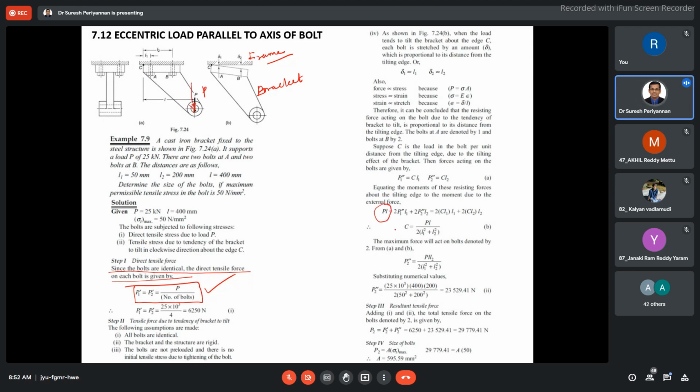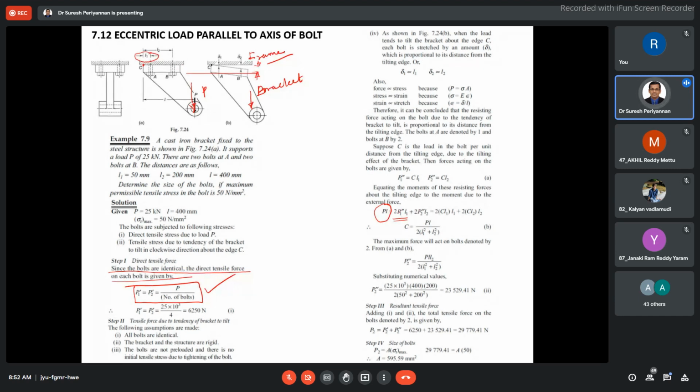This is two sets of bolts. This is a corner now. When the load is acting here, the bracket is going to deflect like this. From this, we are able to find 2P1, because there are two sets of bolts. Then 2P1 into L1, because the first set of bolts is sitting here.